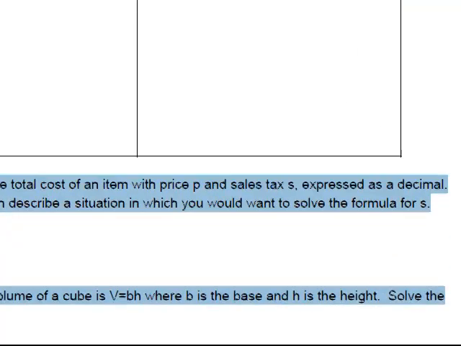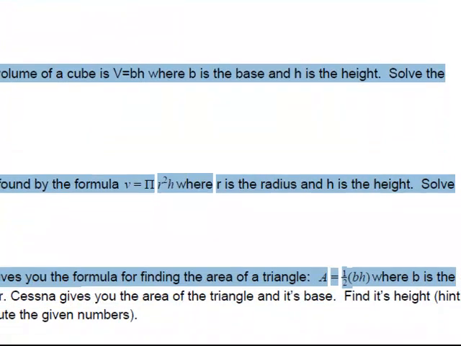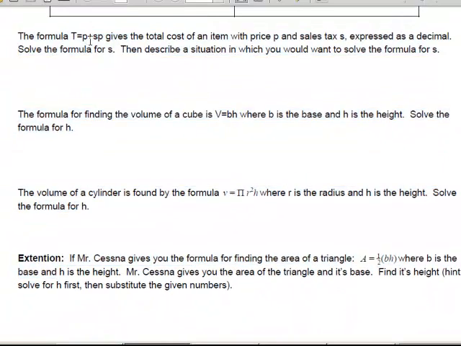The formula T equals P plus SP gives the total cost of an item with a price of P and a sales tax of S, expressed as a decimal. The S is a decimal because, of course, any type of sales tax is a percent, like in Michigan, it's 6%. Solve the formula for S. So we're going to have to solve this formula for S.